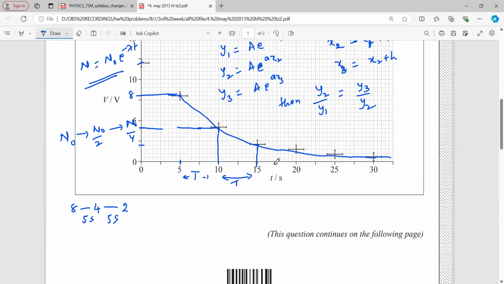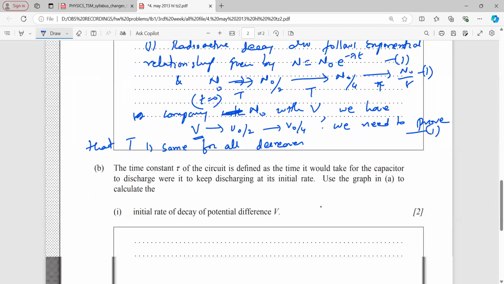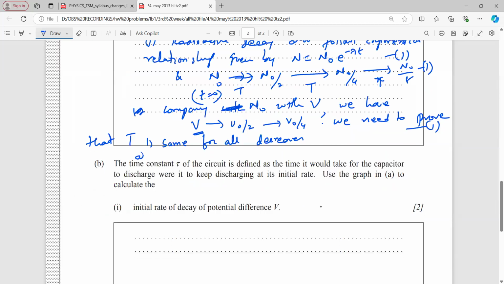Right. It is observed that, for example, at t is equal to 5 seconds, you need to write here. At t equal to 5 seconds, V was 8 volt. At t is equal to 10 seconds, V was 4 volt. At t is equal to 15 seconds, V was how much? 2 volt. Okay. Thus periodically for every time it keeps on decreasing, and as a result of it, this is an exponential relationship. You can prove it like this.